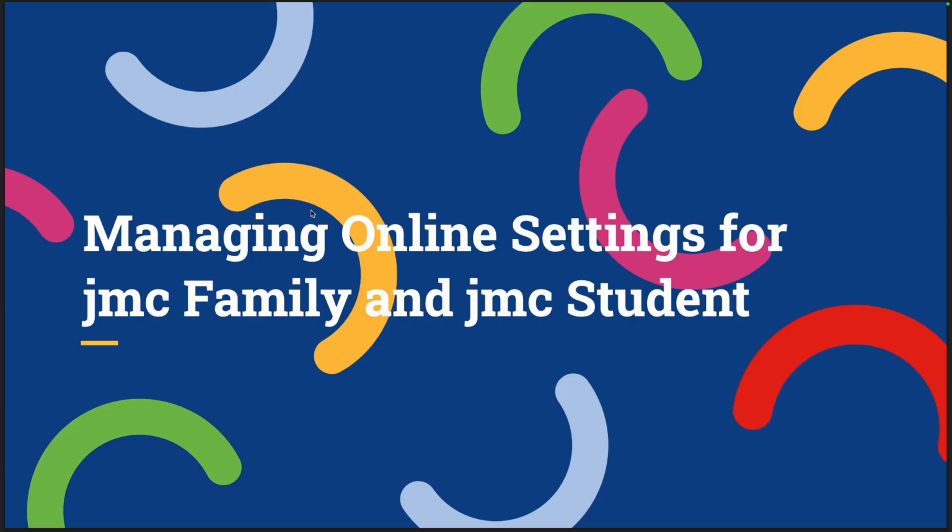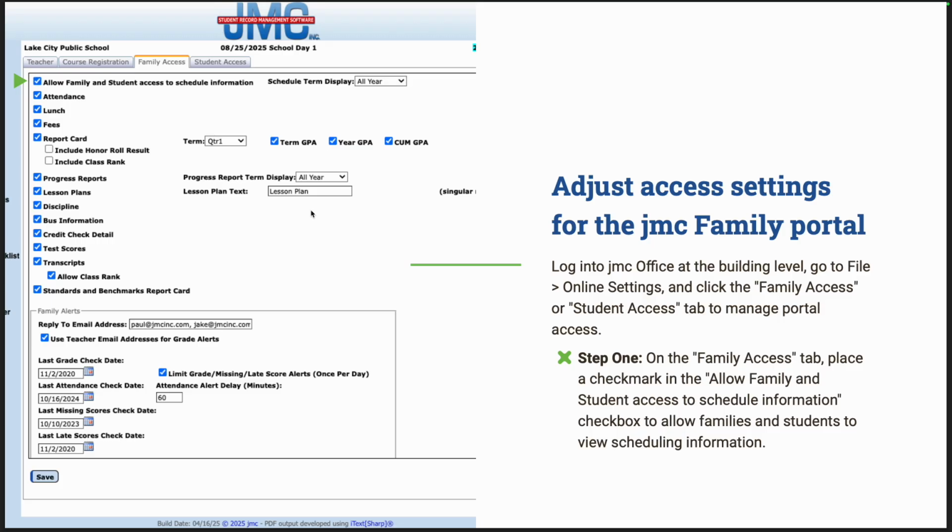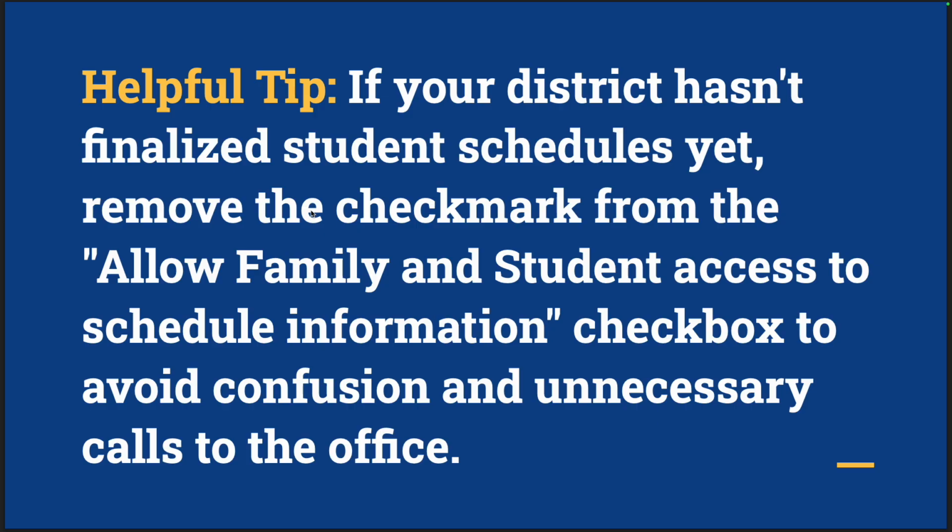So jumping into managing the online settings for JMC Family and JMC Student. Log into JMC Office. Now we're at the building level. Go to File, Online Settings, and click the Family Access or Student Access tab to manage portal access. Step 1. On the Family Access tab, place a check mark in the Allow Family and Student Access to Schedule Information checkbox to allow families and students to view scheduling information.